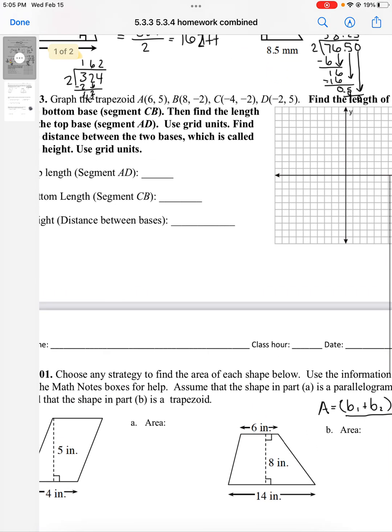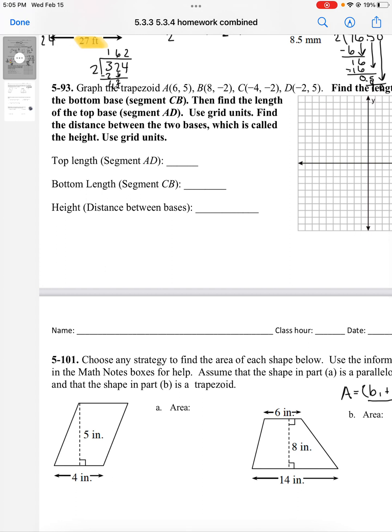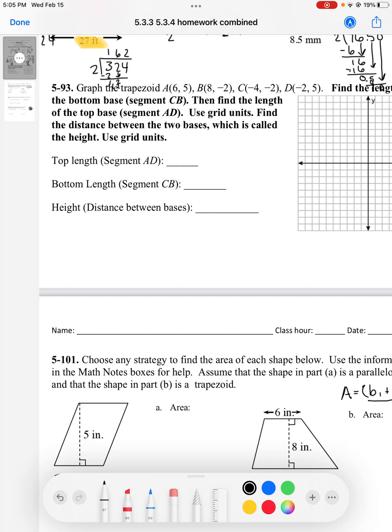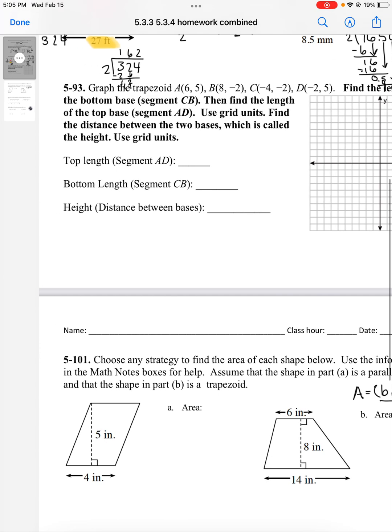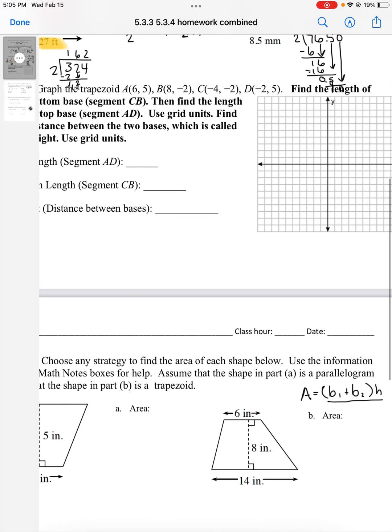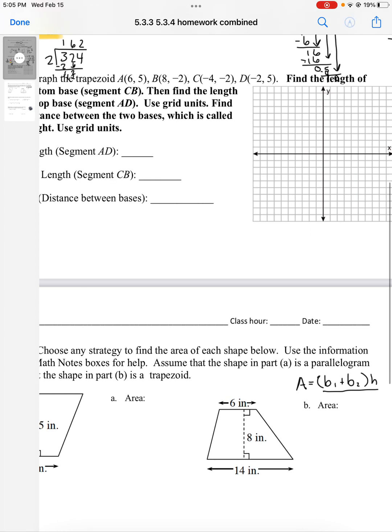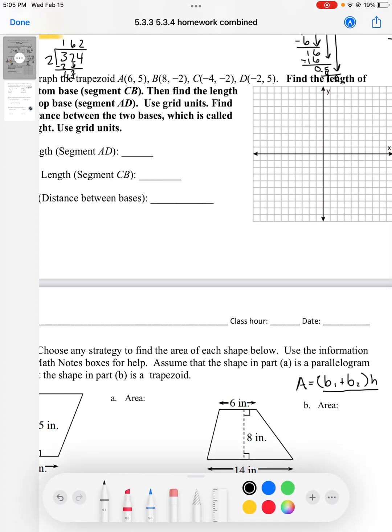Okay. Moving to problem number 93. Graph the trapezoid. A is 6, 5, B is 8, -2. C is -4, -2. D is -2, 5. So I'm going to plot all those points and make a trapezoid. So I have 6, 5. So 1, 2, 3, 4, 5, 6. 1, 2, 3, 4, 5. And I'm going to label it with an A.